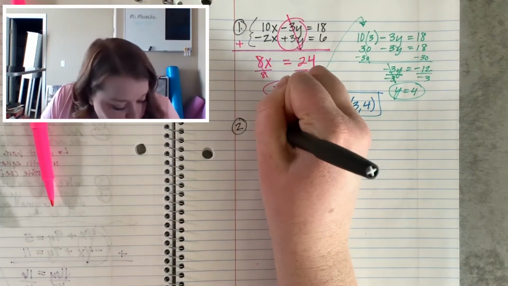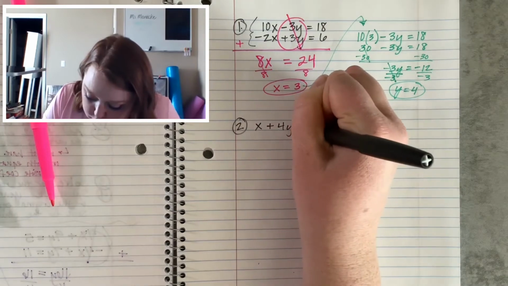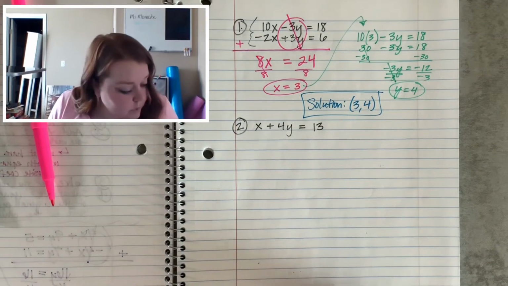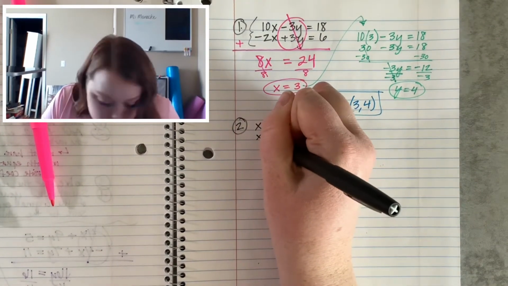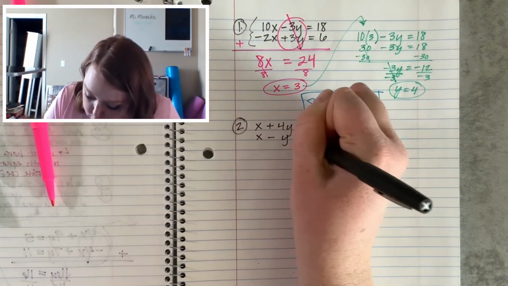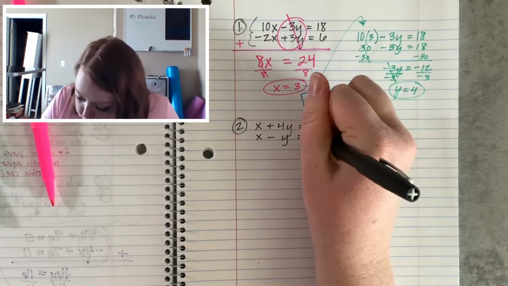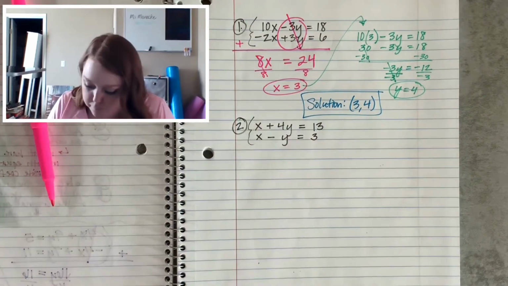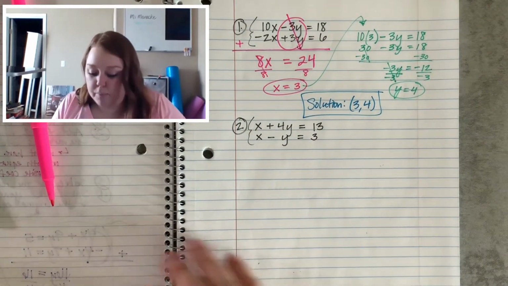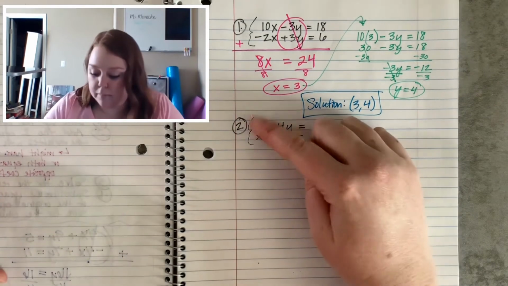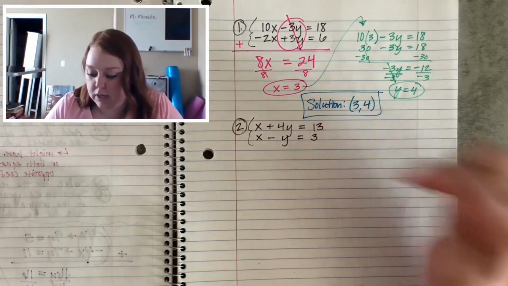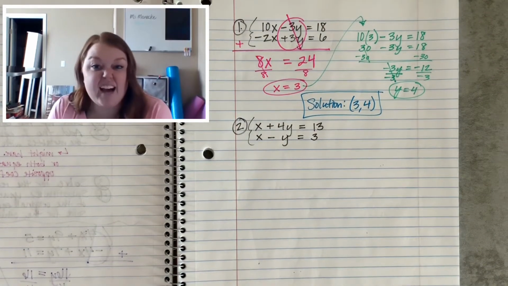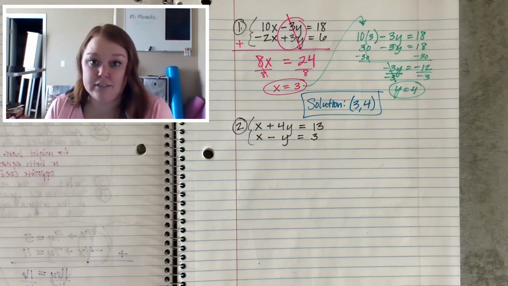X plus 4y equals 13. X minus y equals 3. So this is our system. Step 1, we make sure everything's lined up. X's, Y's, equal sign, other stuff. Good to go. Now we look to see if there's things that immediately cancel out, immediately eliminate.